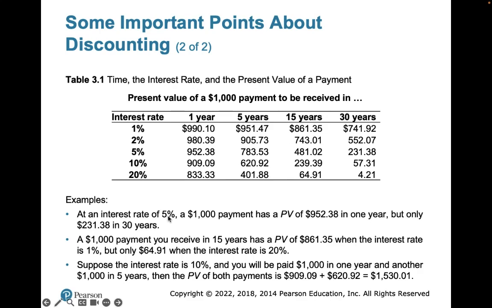Now, at an interest rate of 5%, a 1,000 payment has a present value of 952 in 1 year, but only 231 in 30 years. You see, 231 in 30 years. So let's look at the last point. Suppose the interest rate is 10%, and you will be paid 1,000 in 1 year and another 1,000 in 5 years. Then the present value of both payments is 902 plus 620 equals 1,000. This is what it's talking about.